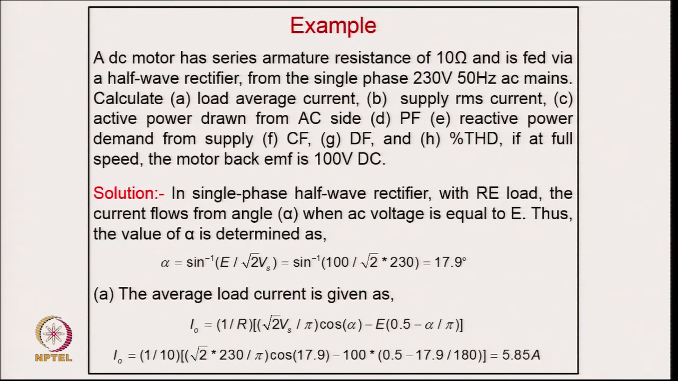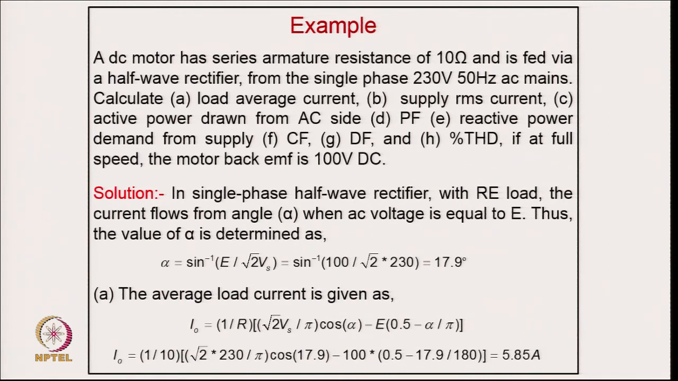Coming to an example: a DC motor with a series armature resistance of 10 ohm is fed from a half wave rectifier from a single phase 230 volt, 50 hertz AC mains. Calculate the load average voltage, supply RMS current, active power drawn, power factor, reactive power, crest factor, distortion factor and THD at full speed. The motor back EMF is 100 volt.